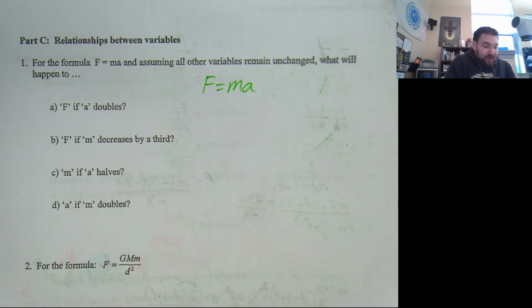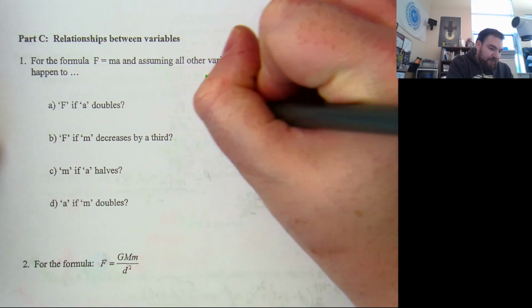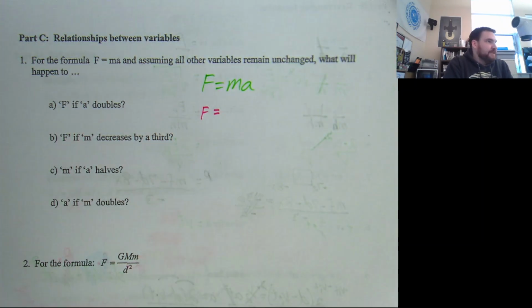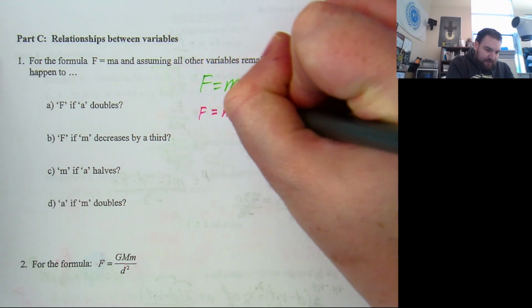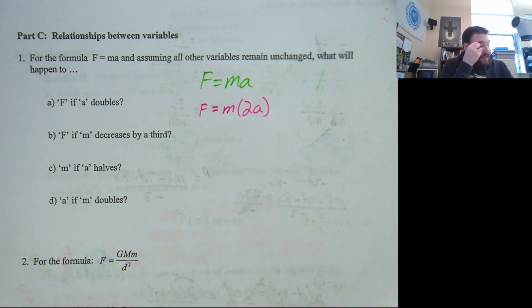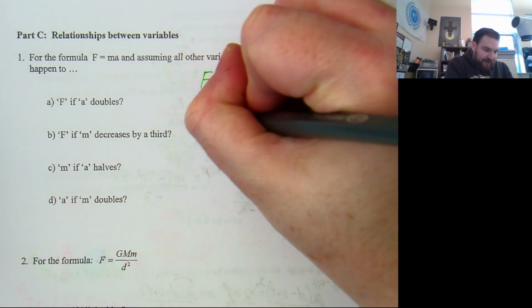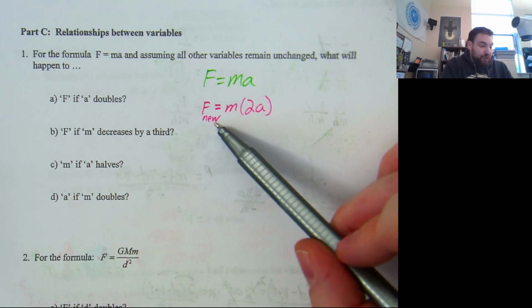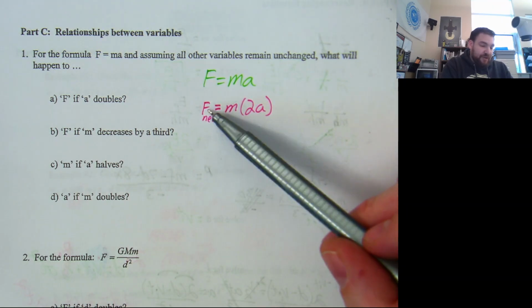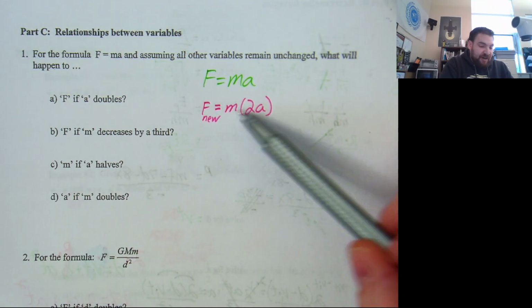The way we handle this is we actually go ahead and plug that in and see what happens. So if I double A, doubling something is the same thing as doing what to it? What's the mathematical operation? Timesing by 2. So what we're going to do here is we're just going to replace A with 2A. If I double this thing, we're going to say, okay, well, this F here is some new force. So I'll put the little subscript word new there. The new force, or the new F, is going to equal M times 2A.